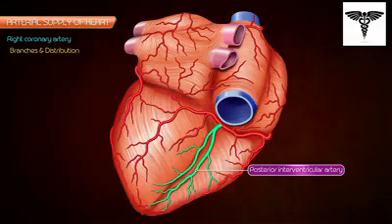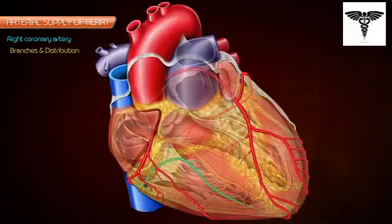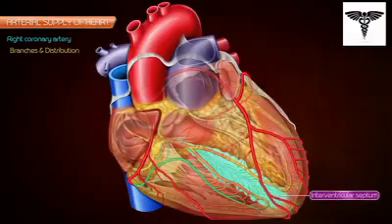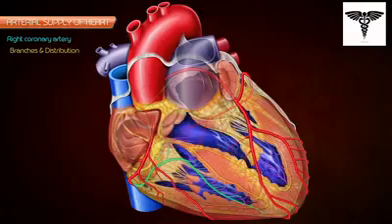Posterior interventricular artery. It runs in the posterior interventricular groove up to the apex. It supplies the posterior part of the interventricular septum, AV node in 60% cases, and right and left ventricles.